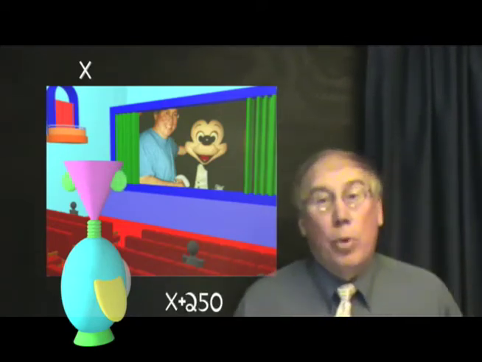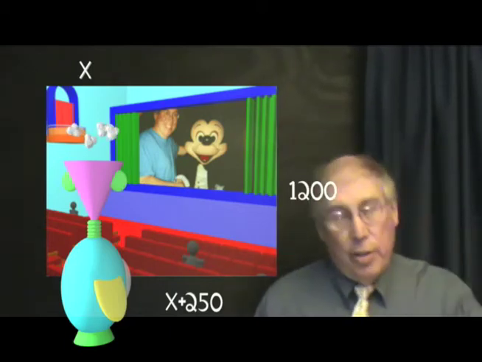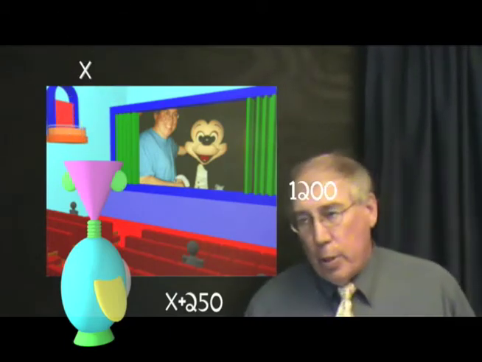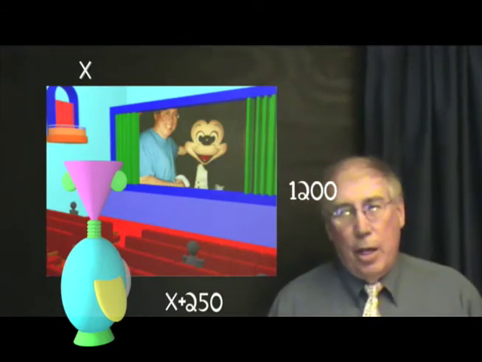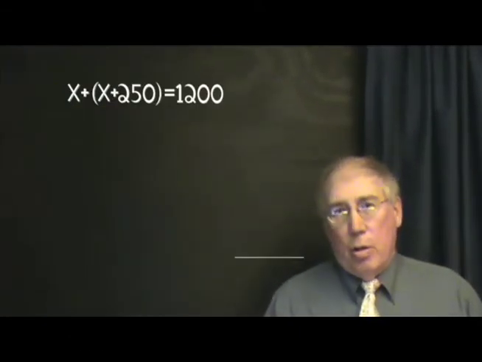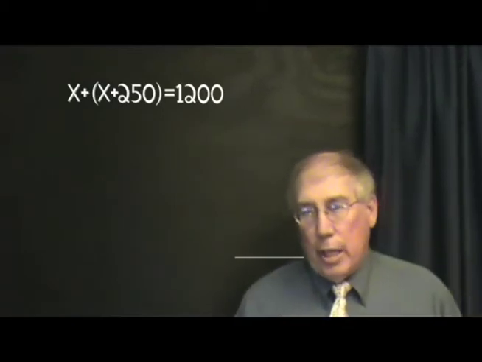Okay, this time we have a theater scene. Now there's a balcony and there's the orchestra section. And let's look at the number of seats in both of those sections. Let's say in the balcony we have X seats. In the orchestra section we have 250 more seats than it's in the balcony. So we'll say that's X plus 250. And the total number of seats is 1,200. So let's find out how many seats we have in each section.